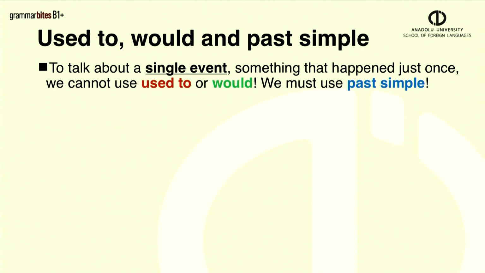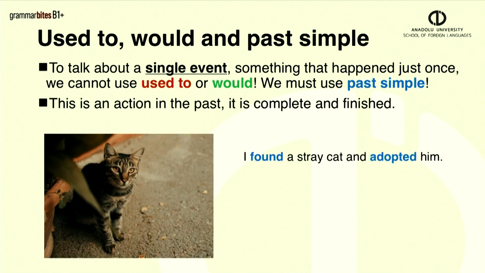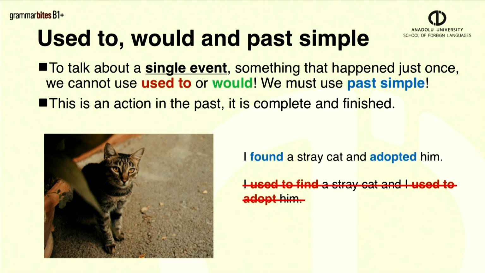To talk about a single event, that is, something that happened just once, we cannot use used to or would. We must use past simple. This is an action in the past. It is complete and finished. I found a stray cat and adopted him. Remember, because this is a single completed past event, we cannot use used to or would.